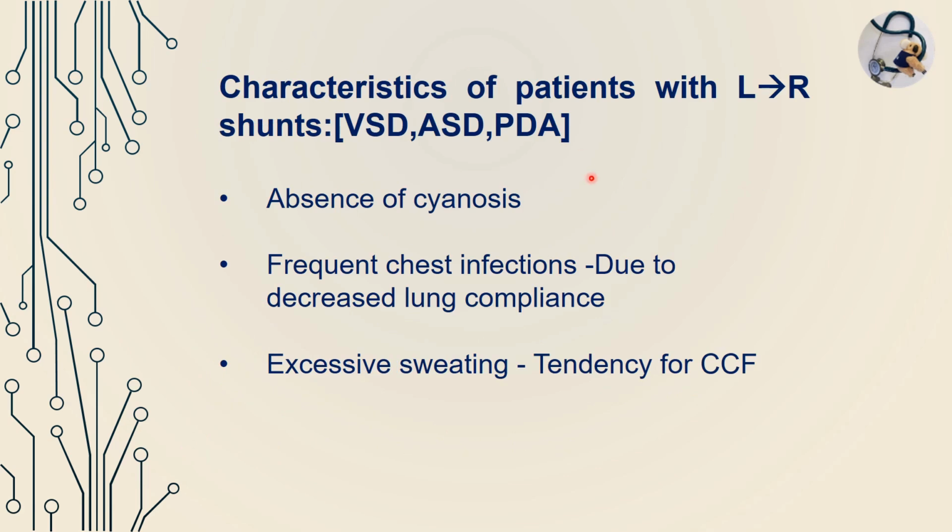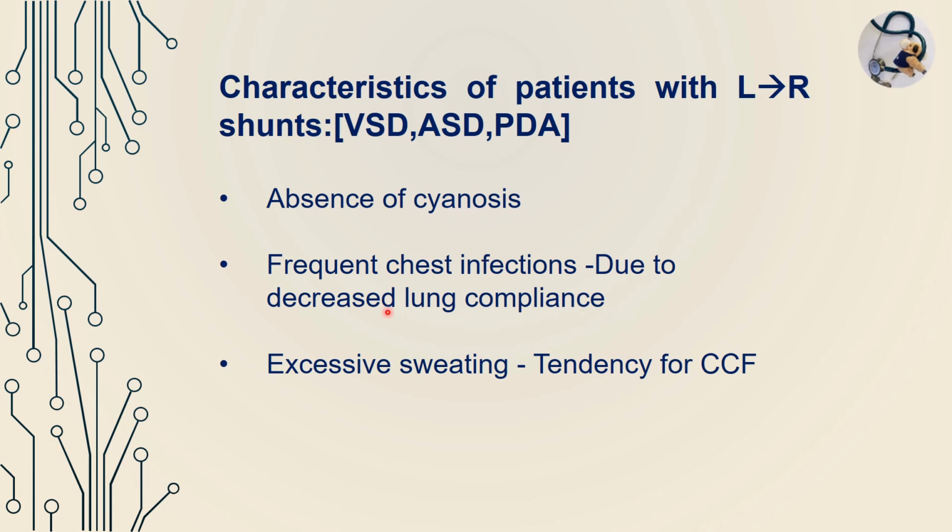Now let's see the characteristic features, the general clinical features of acyanotic and cyanotic heart disease. Characteristic of patients with left to right shunt, this means these are acyanotic congenital heart disease. Under this ASD, VSD, PDA come. VSD is ventricular septal defect, ASD is atrial septal defect, and PDA is patent ductus arteriosus. In children having these 3 types of congenital heart disease, the general clinical features will be absence of cyanosis.